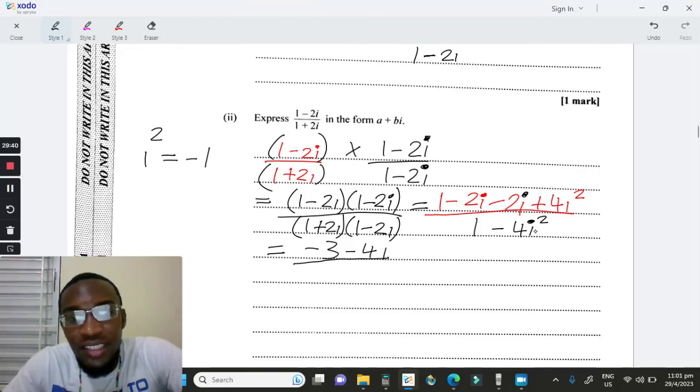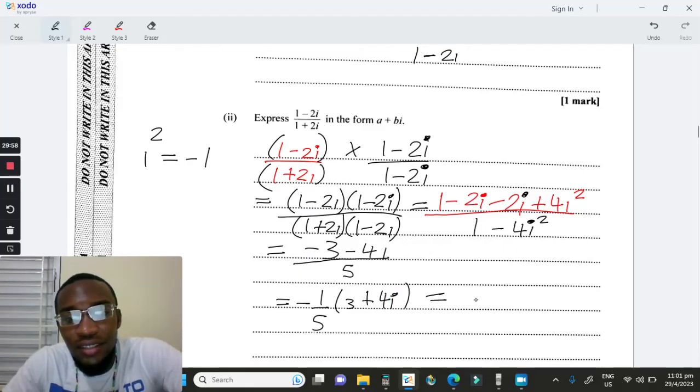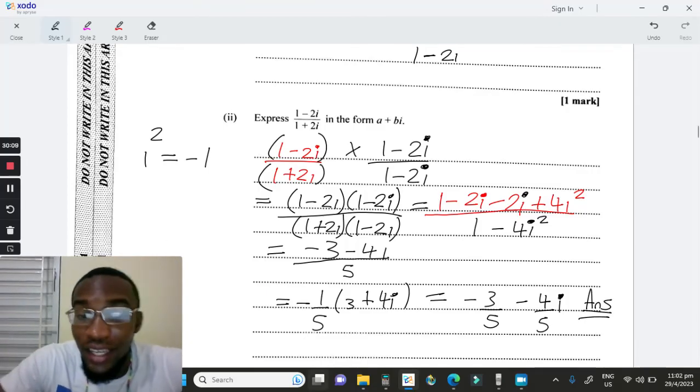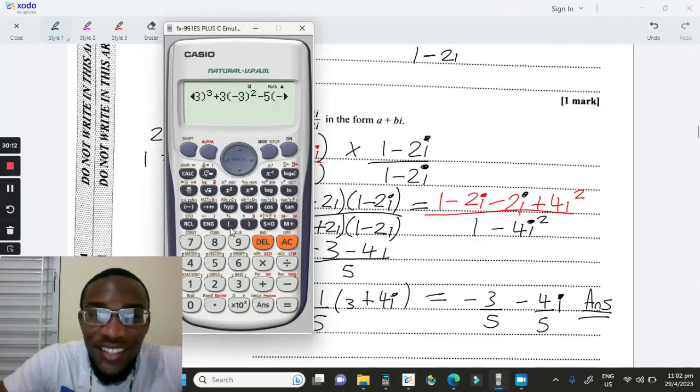I squared is negative 1. Negative 1 times 4 is positive 4. 1 plus 4 is 5. So we can write this as minus 1 over 5 in brackets 3 plus 4i, or you can write it as minus 3 over 5 minus 4 over 5 i. That's it. Put it whichever form you want, and then you can verify it with your calculator.